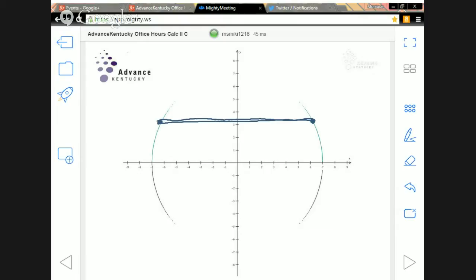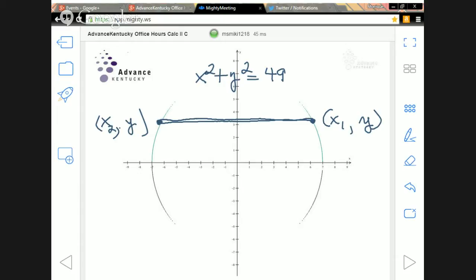So if we know that this is the circle x squared plus y squared is equal to 49, and my slices are perpendicular to the y-axis, I'm going to call this point x1, y, and I'm going to call this point over here x2, y, because these two points have the same y coordinates but different x coordinates. So over on this side here, I want you to think about what that cross section looks like.